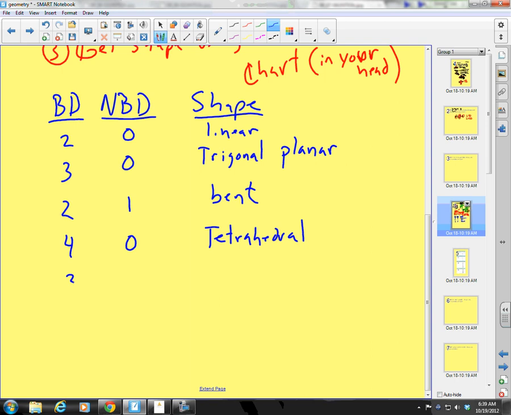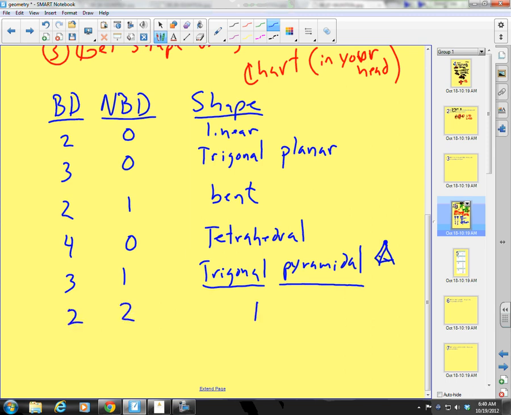Good. 3, 1, trigonal pyramidal. Some people call it trigonal pyramidal. What does that mean? It means it has a triangular base, and it makes a pyramid out of that triangular base. There's my triangular base. It goes up to one spot of the pyramid. Beautiful picture. You can see why I chose science instead of art. 2, 2, that is bent.